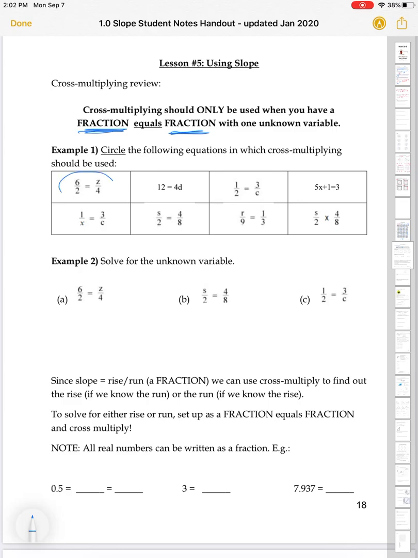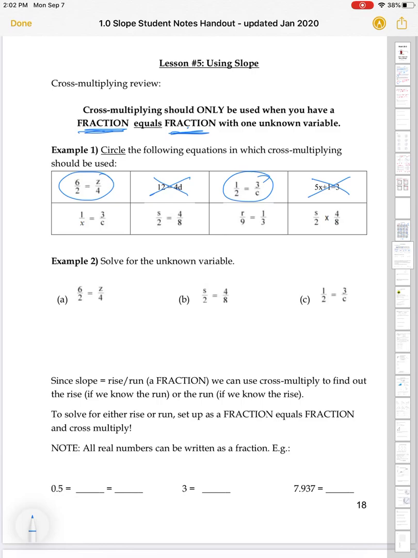Okay, so the first one, 6 over 2 is equal to z over 4. That one will work. Second one, 12 equals 4d. It is not a fraction equaling a fraction, so that one we cannot use. 1 over 2 equals 3 over c. Fraction equals a fraction, only one variable. That one will work. 5x plus 1 equals 3. Not a fraction equals a fraction.